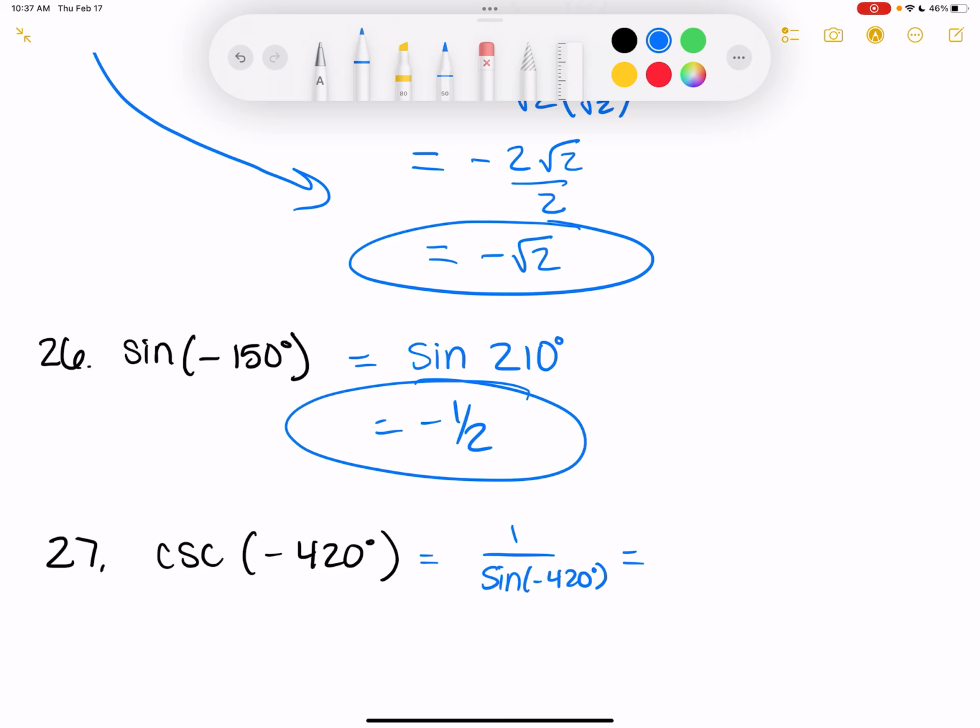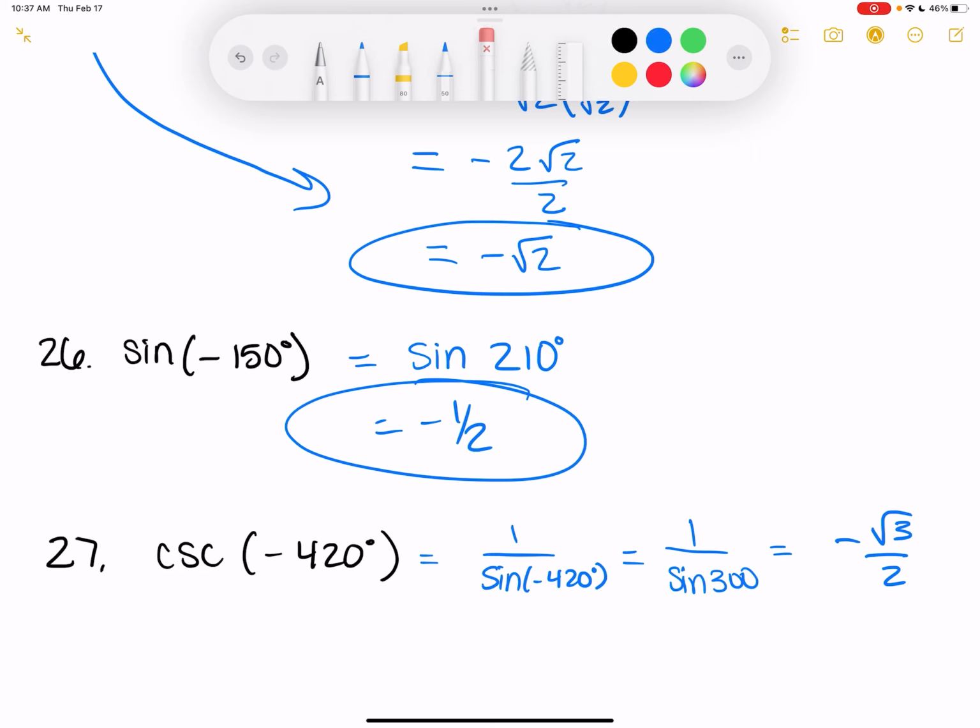Okay, so I know that all the way around is 360 degrees. If I go another 30, that's 390. And then another 30 is 420. So it's the same as the sine of 300. So 1 over the sine of 300. And the sine of 300 is what? Negative root 3 over 2.